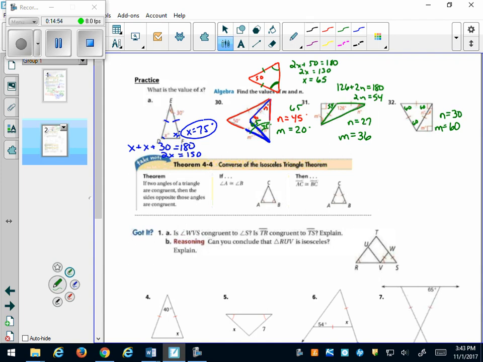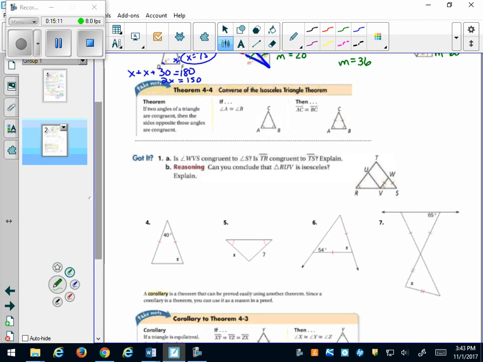For 32, you see all three sides of the triangle marked congruent. Well, if the three angles add up to 180 and all three angles are going to be congruent, then each of them has to be 60. And that's how we get n is 30 and m is 60.